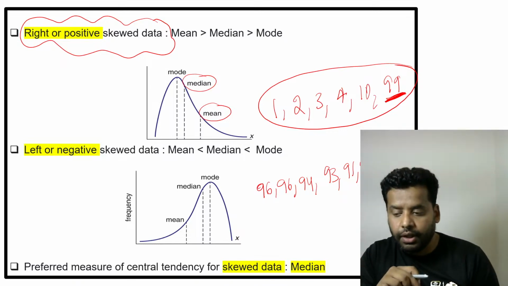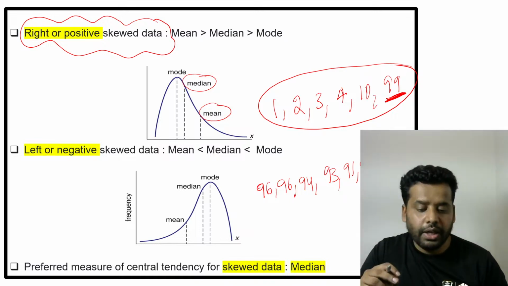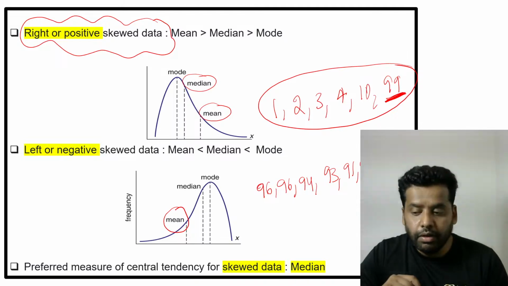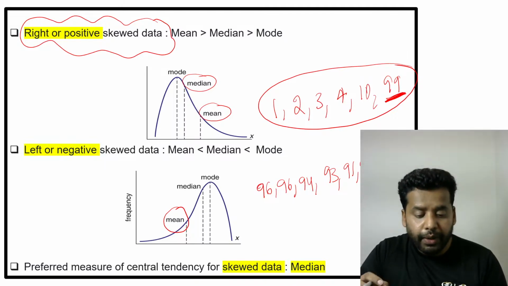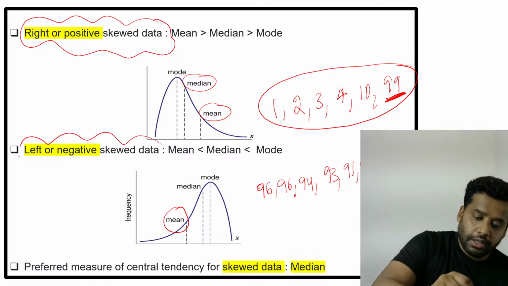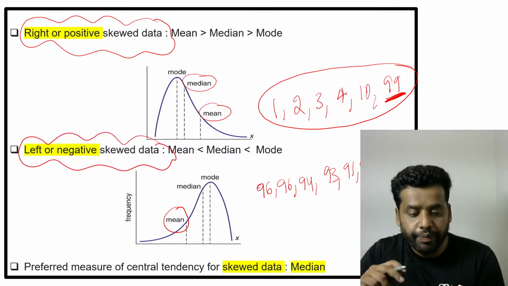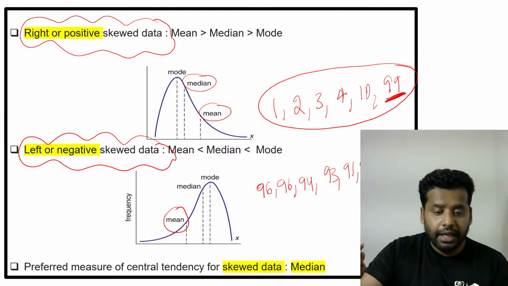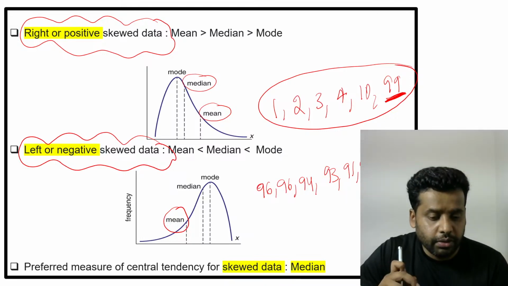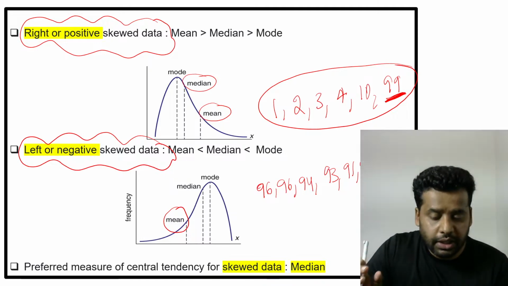If outlier is in the lower end of the data, mean will become less than median. If mean is less than median, it will be left skewed data or negatively skewed data. Outlier in the higher end, right skewed data. Outlier in the lower end, left skewed data or negatively skewed data.